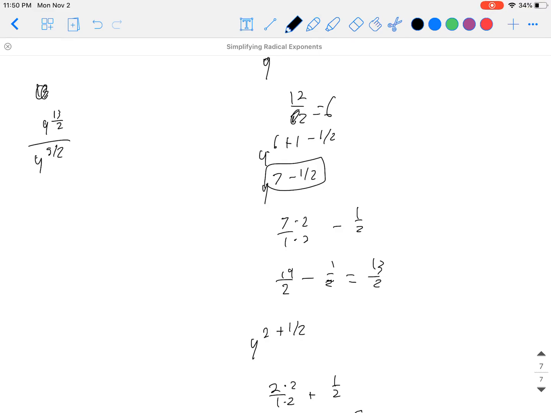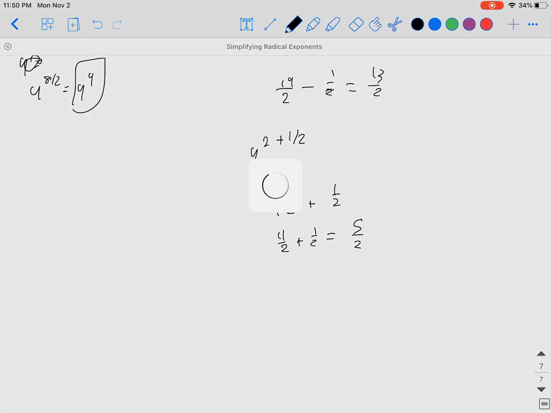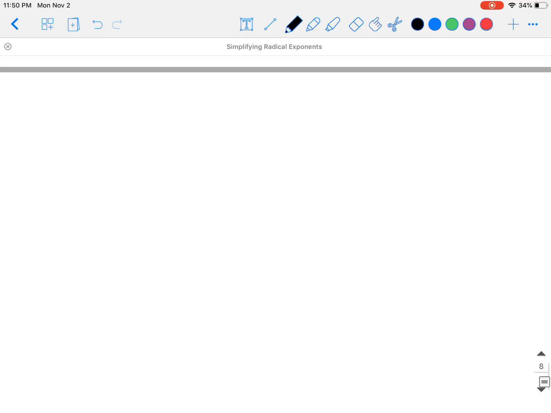And now we can simplify this using the quotient rule. So we have y to the 13 over 2 minus 5 over 2. Here we have a like denominator, so there is no reason for us to change anything. So we can just subtract it, giving us y to the 8 over 2, which can be reduced to y to the 4th. And this is the simplified y variable. So now we can finish this off by putting all of them together.